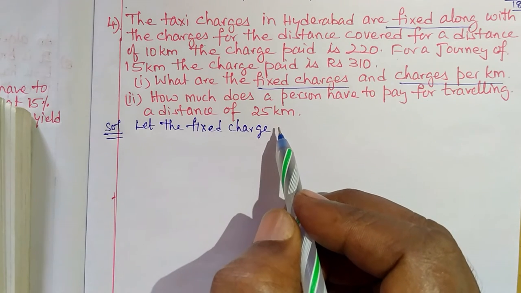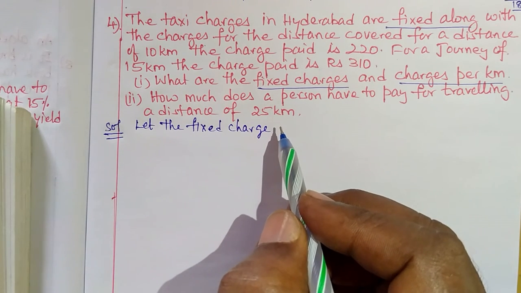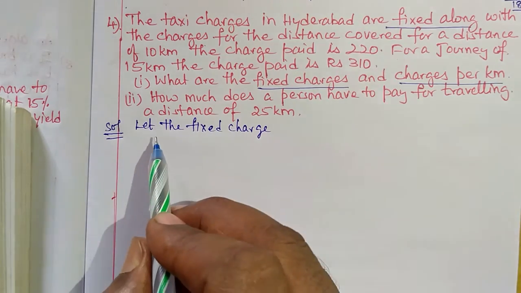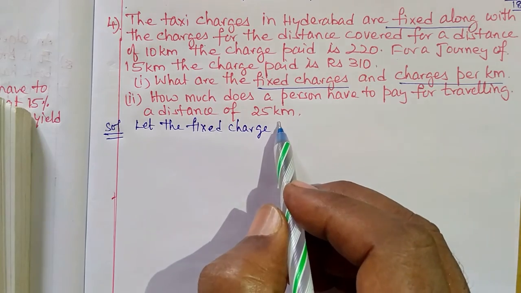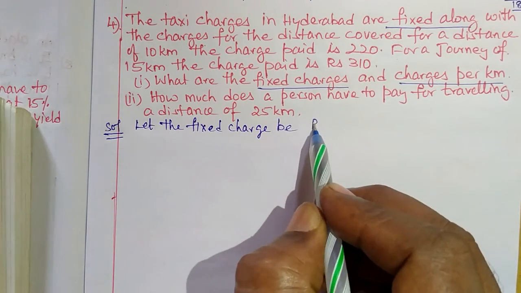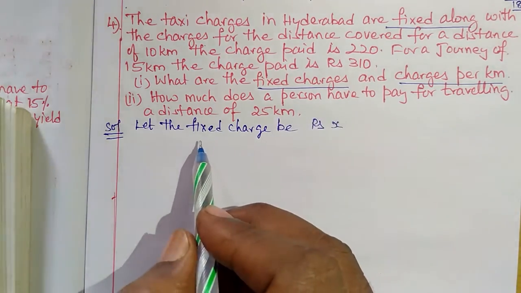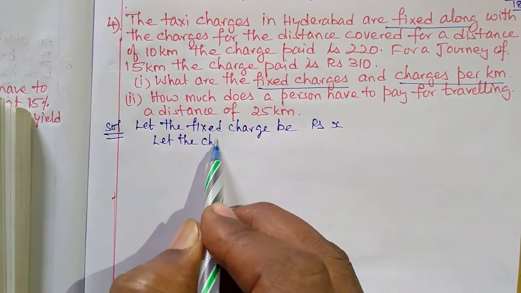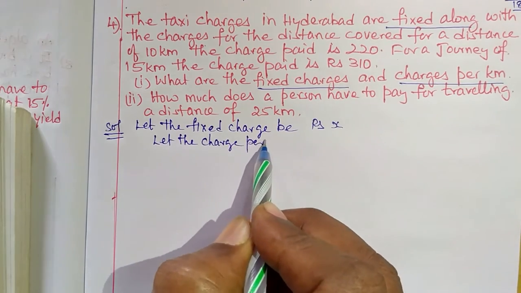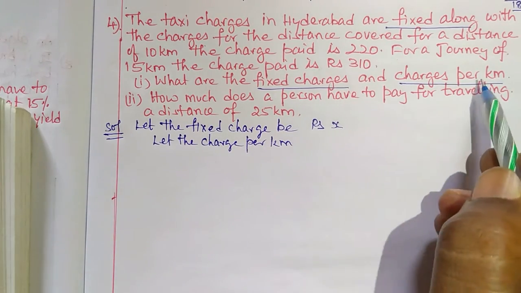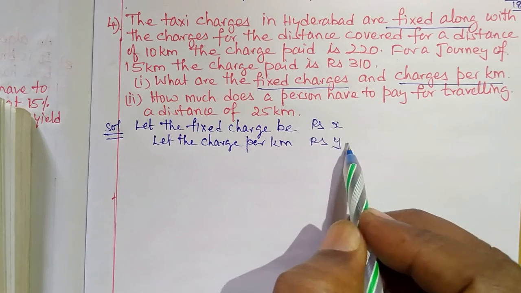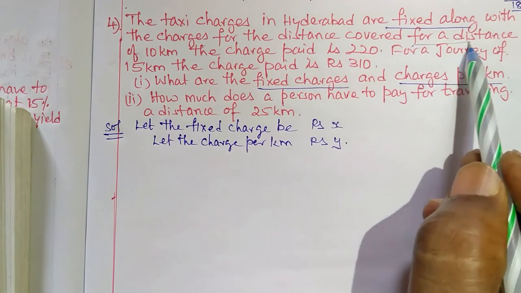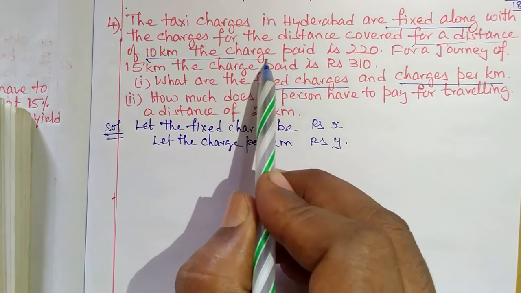Later, for the extra kilometers which we travel, they will charge additional money. So what is that fixed charge and what is the charge per kilometer? We have to calculate. Let the fixed charge be X rupees, and let the charge per kilometer be Y rupees.